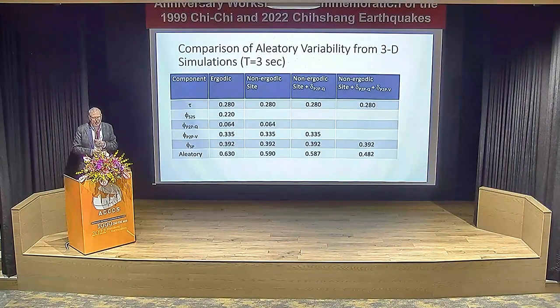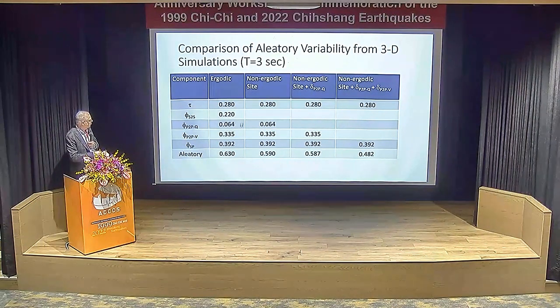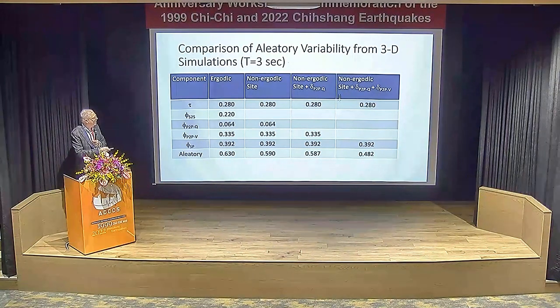If we look at what's happening from the 3D, these are 3D simulations. In our ergodic models, we have all of these different components that are treated as aleatory. Not that they are aleatory, but that's how they're treated. And I get a sigma of 0.63. If I bring in just the site and model that, my sigma goes down to 0.59. If I add Q, it goes down to 0.587.